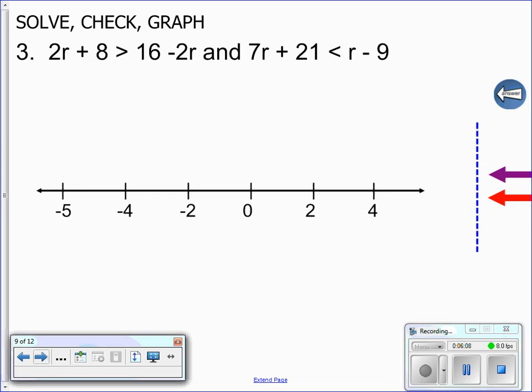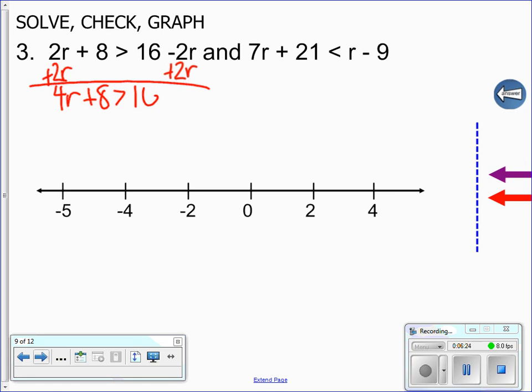All right, this is an AND statement. So first let's solve this half. So we add 2r to both sides. And that gets us 4r plus 8 is greater than 16. Subtract 8 from both sides. I get 4r is greater than 8. Divide both sides by 4. R is greater than 2.